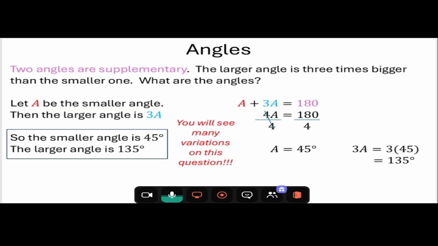They're going to give you a whole bunch of variations on this question. This was one angle is 3 times bigger than the other one. You could have one angle is 40 more than the other one, and they're supplementary. So your angles are A and A plus 40, and you add them up to equal 180 and solve the equation. They're all a matter of setting up that equation and solving.